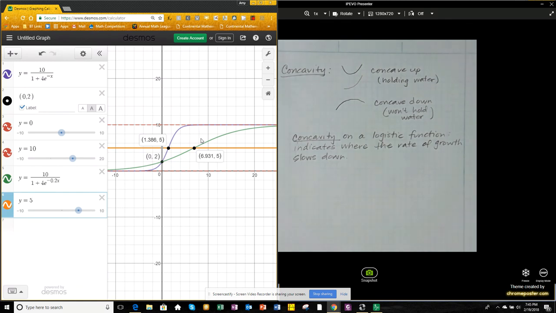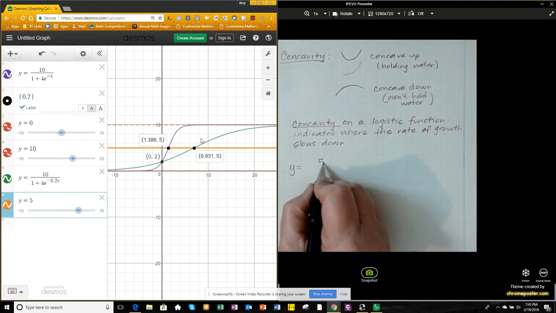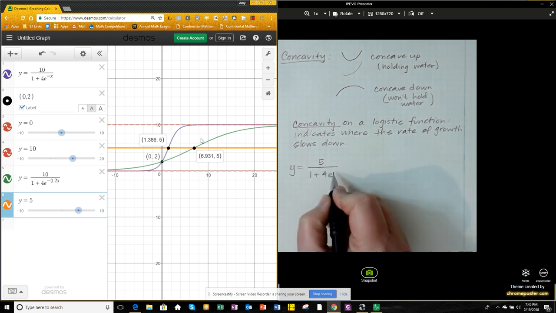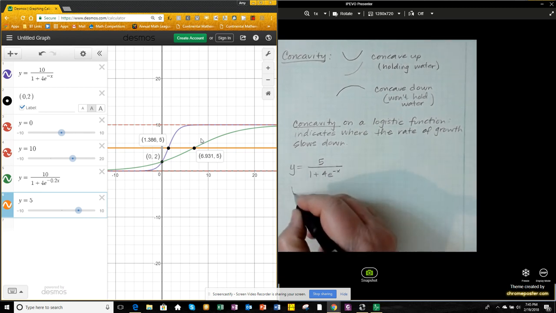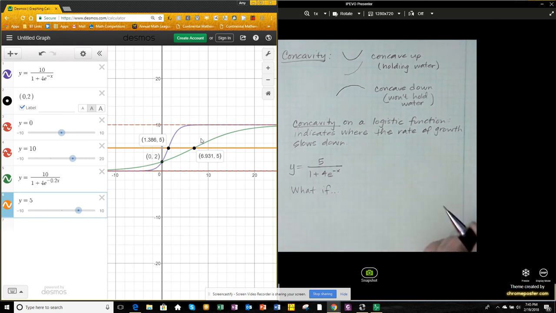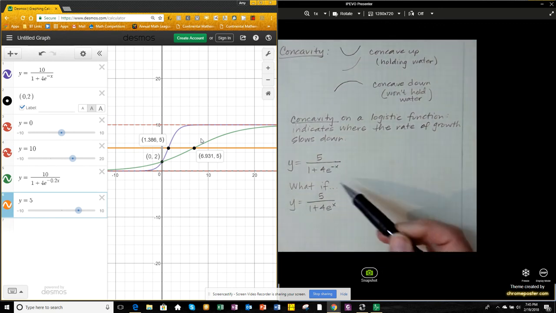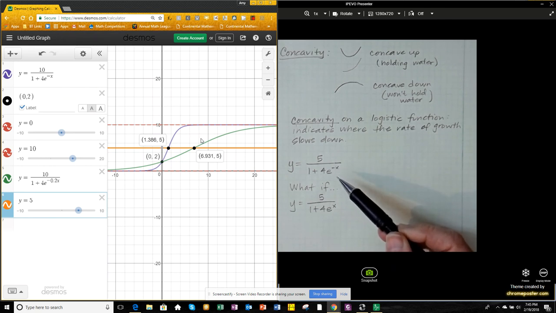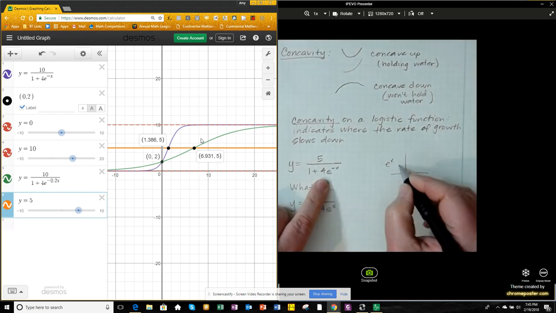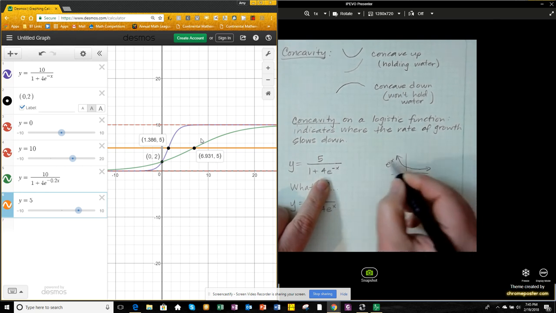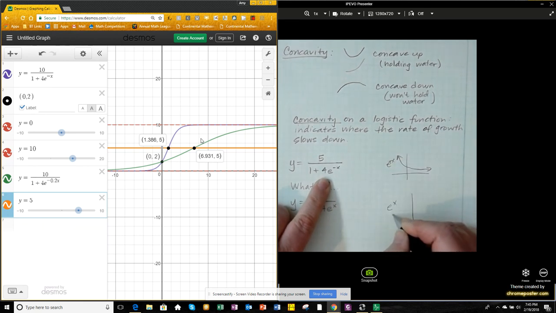Okay, the other thing about logistics is, now we just had the function y equals 5 over 1 plus 4e to the negative x. But what happens if I make this exponent positive? What if we have y equals 5 over 1 plus 4e to the x instead of the negative exponent? Well, if you think of e to the negative x, that graph looks like this. It's an exponential decay. All right, e to the x looks like this.